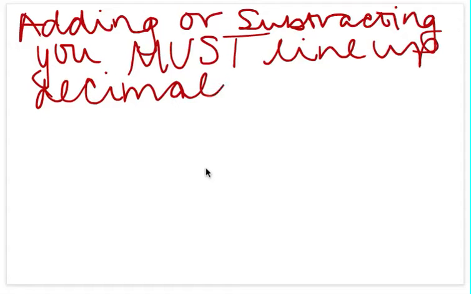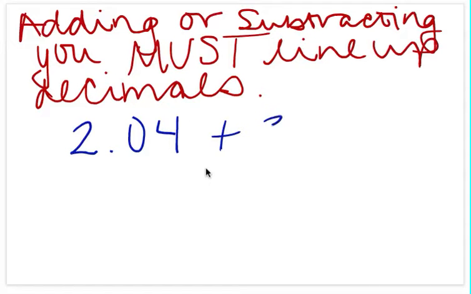The easiest way that I can think about decimals, especially with adding and subtracting, is with money. My dollars and cents. Anything before the decimal point is dollars, anything after the decimal is cents. So if I was adding 2.04 plus 31.2, I would need to line up my decimals.